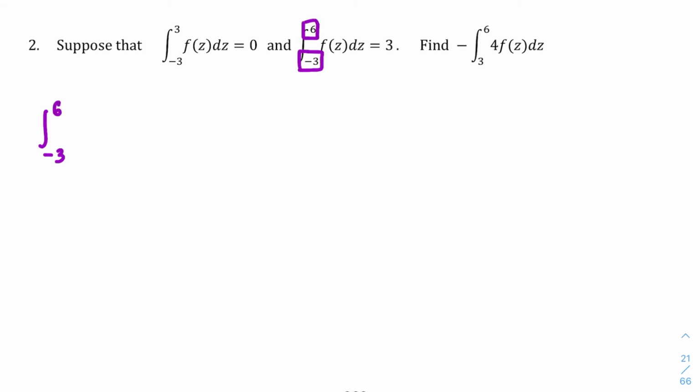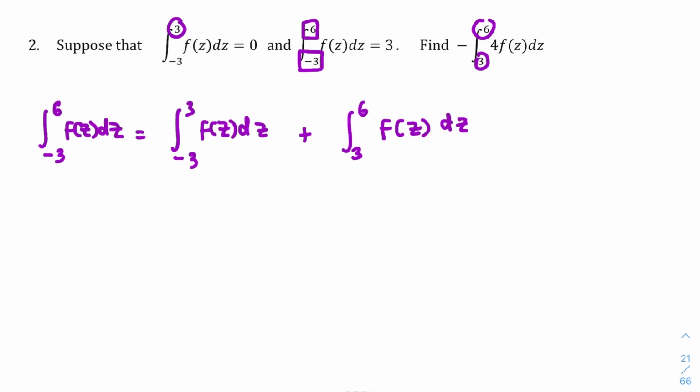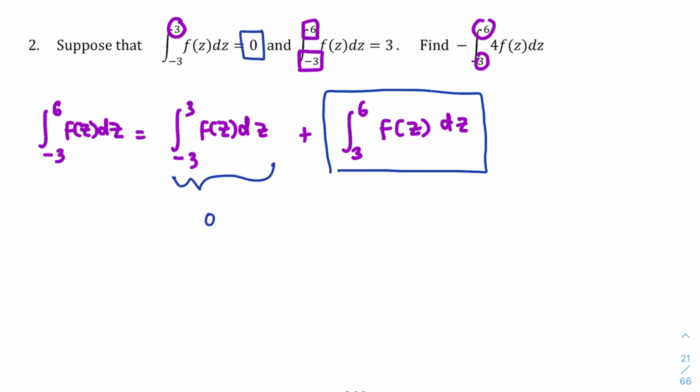And then this can be broken up. I can choose two sides, which are the two areas: from negative 3 to 3, plus another area from 3 to 6. So this applies the property that you know just now. Now just write it in terms of f(z). The one that you know is negative 3 to 3, which is equivalent to 0. And negative 3 to 6 is equivalent to 3.